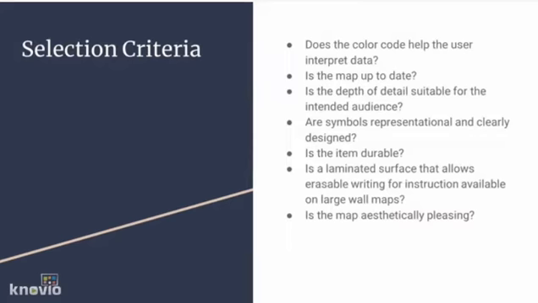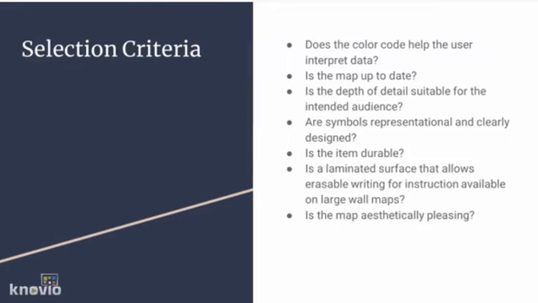Questions to ask whenever you are selecting maps and globes include, does the color code help the user interpret the data? Is the map up to date? Is the depth of detail suitable for the intended audience? And remember, if you're K through 6, your audiences are quite different, drastically developmentally different.